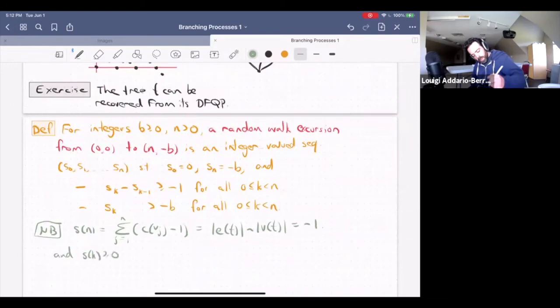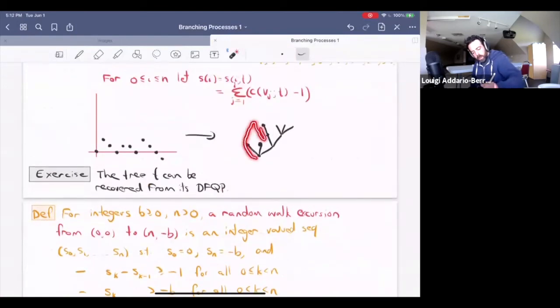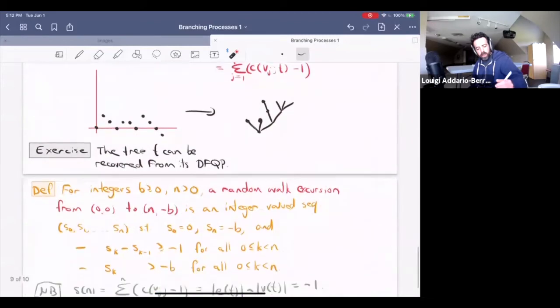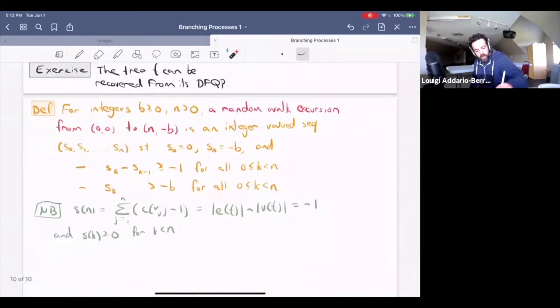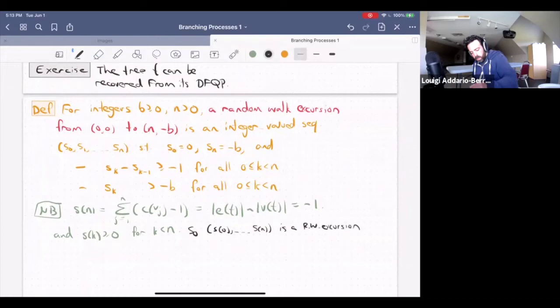And Sk is indeed at least 0 for k less than n. That's just saying that when you're in the midst of exploring the tree, there's always at least one vertex that you've discovered but haven't yet explored. So this depth first queue process is precisely logging, well, there's a correction of 1, but if I add 1 to these values, then what it's logging is precisely the number of vertices that have been discovered but not yet explored. So this S0 up to Sn is a random walk excursion from 0 to minus 1.